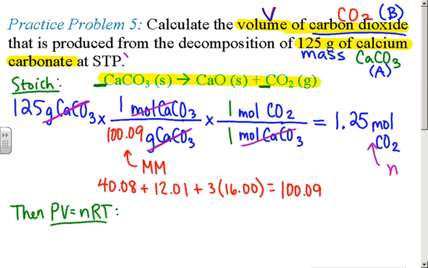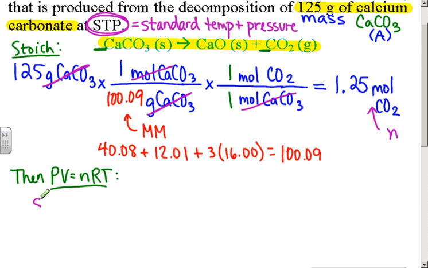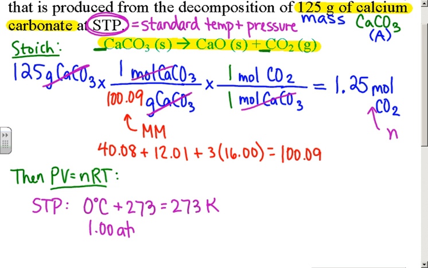In this problem, I said we were at STP. Let's review what that stands for. STP represents standard temperature and pressure. This is a set of conditions that scientists agreed on as kind of their reference point. Because I'm at STP, I know a few values. The standard temperature is 0 degrees Celsius, which if I change it into Kelvin by adding 273, I get 273 Kelvin. The standard pressure is exactly 1 atm of pressure, or if you were using kilopascals, it would be 101.3.